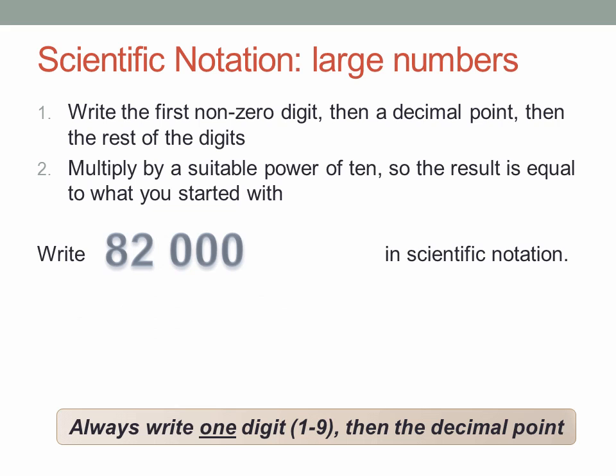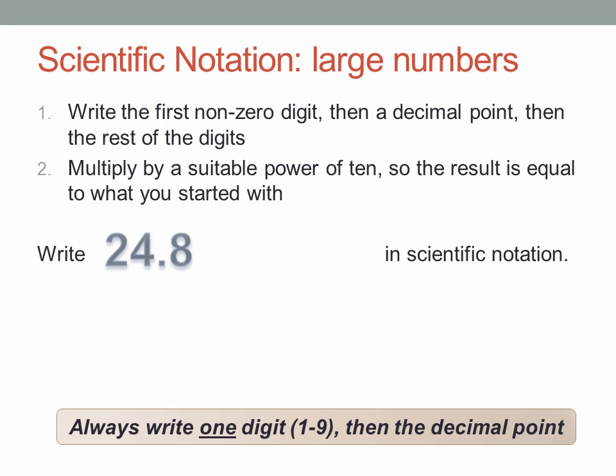Another, 82,000. 8.2 times what power of 10? Well, what's the place value of the first digit? 10,000. That's 10 to the power of 4. So it's 8.2 times 10 to the power of 4.